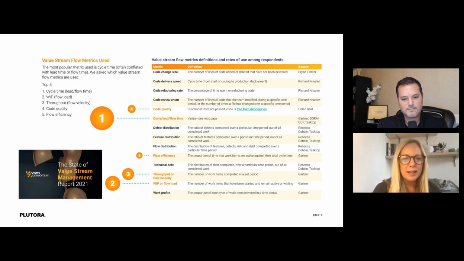I think for me, one of my favorite ones, which didn't come up in the top 5, is actually flow distribution. Now, you remember a minute ago when we were talking about MTTR and I was talking about planned work and unplanned work. For me, I think this gives businesses so much insight into what's actually happening, knowing which different types of work are happening.